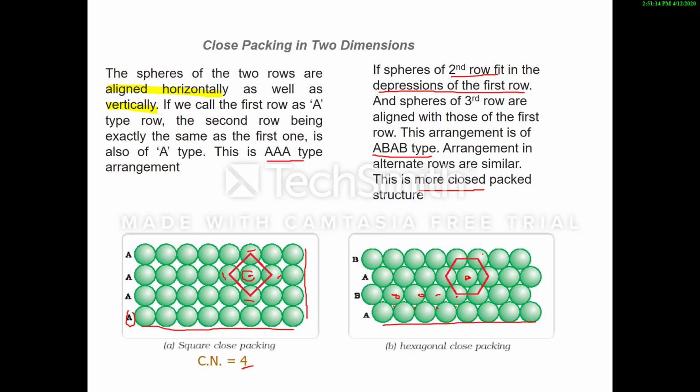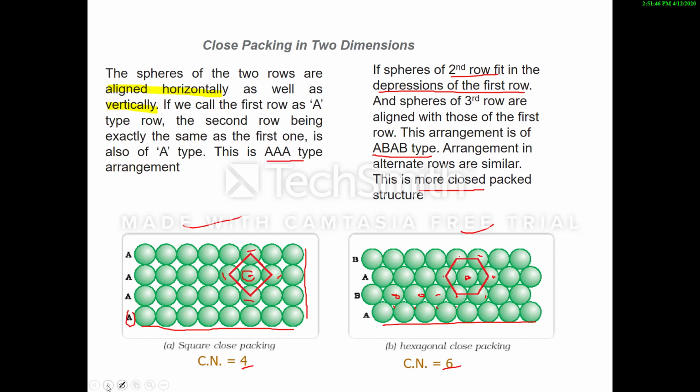Now in this case, if we select one atom, this atom is surrounded by 6 nearest atoms. This is 1, this is 2, this is 3, this is 4, this one is 5, and this one is 6. If we join the centers of these atoms, you will get a hexagon, hexagonal close packing, and that's why its coordination number is 6, because this is surrounded by 6 other atoms. This is coordination number 6. So we can say this one is known as square close packing in 2 dimensions, and this is called hexagonal close packing in 2 dimensions.